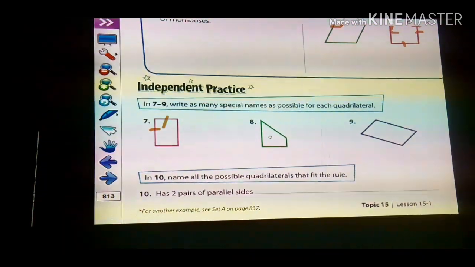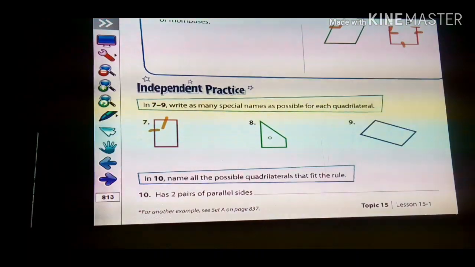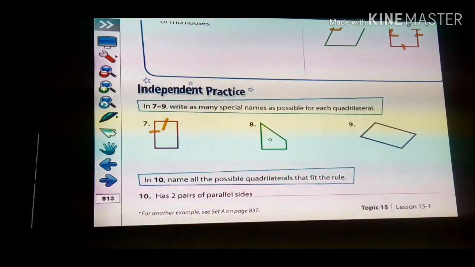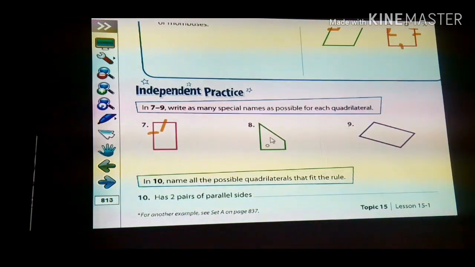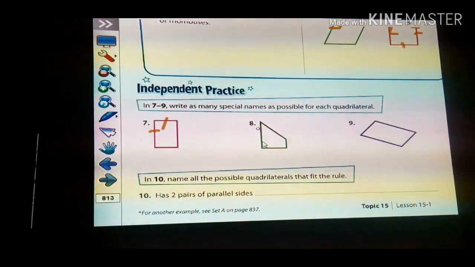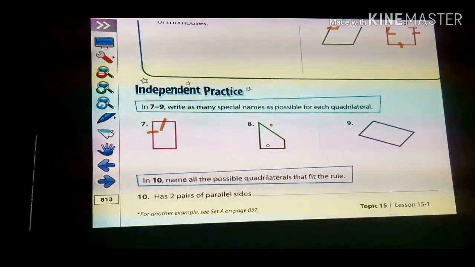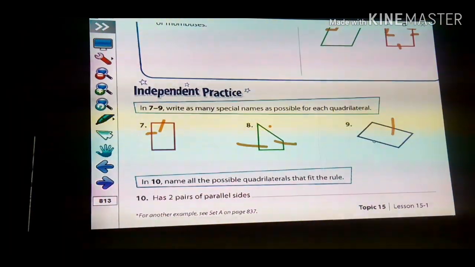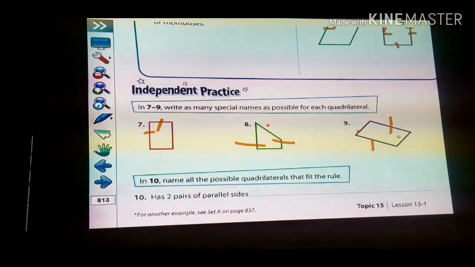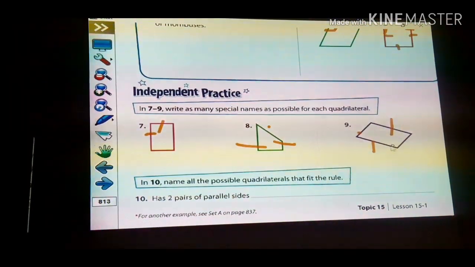Okay, how about this one? Just one pair of parallel sides. Once you hear one pair of parallel sides, remember it's a trapezoid. Why trapezoid? Because you have only one pair here that is parallel. Look, 1, 2. They will never cross in one point. How about this one, number 9? Look here, remember, it's like a rectangle, but it's curved, so it's a parallelogram.